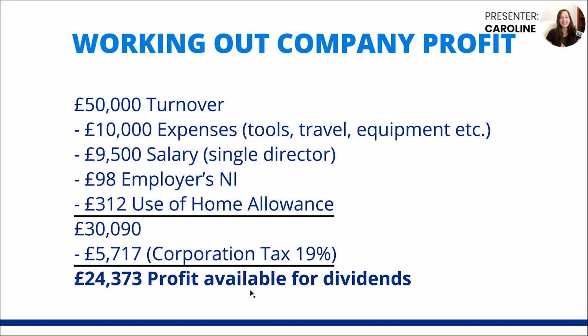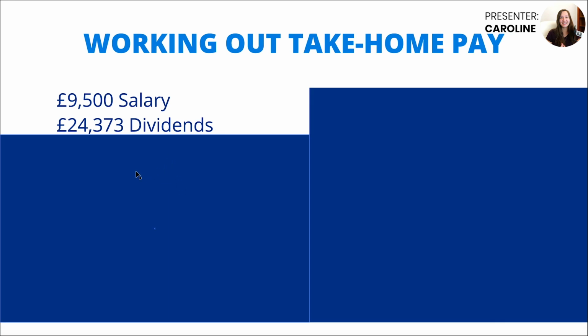So this £24,373 is technically money we could take as dividends for ourselves as the shareholder of the company. So again, this is just the company side of things. We have to do a separate calculation for your personal tax. So now that we've done that, we can see we've got this 24k available as profit, and in our personal tax calculation, we're going to go with the assumption that you're just going to take out the entire £24,000 from the business as dividends. Let us start working out our take-home pay. Like we saw before, we had the £9,500 salary, and we have this £24,373 in dividends.